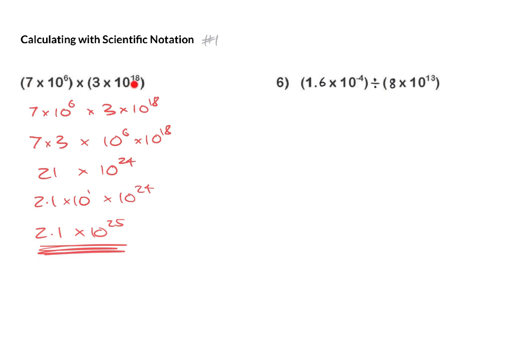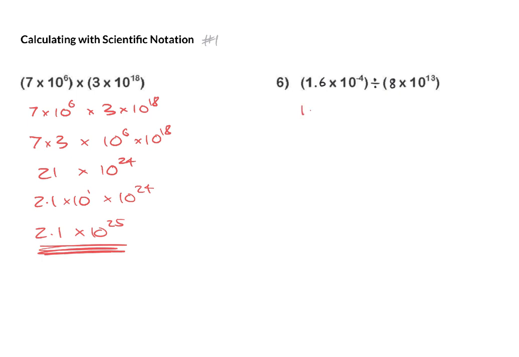I can remove the brackets, and I can bring the two ordinary numbers, as we'll call them, to the front. My two powers of 10, I stick at the back. I work out my ordinary numbers at the front, and I work out my powers of 10. Then I look to see if it's in scientific notation. It's not, so I change my 21 into something which is a number between 1 and 10 times by 10 to a power. And then I sort out my powers of 10 again, and then my answer is finished. Now, in terms of division, I like to see division as a fraction with these.